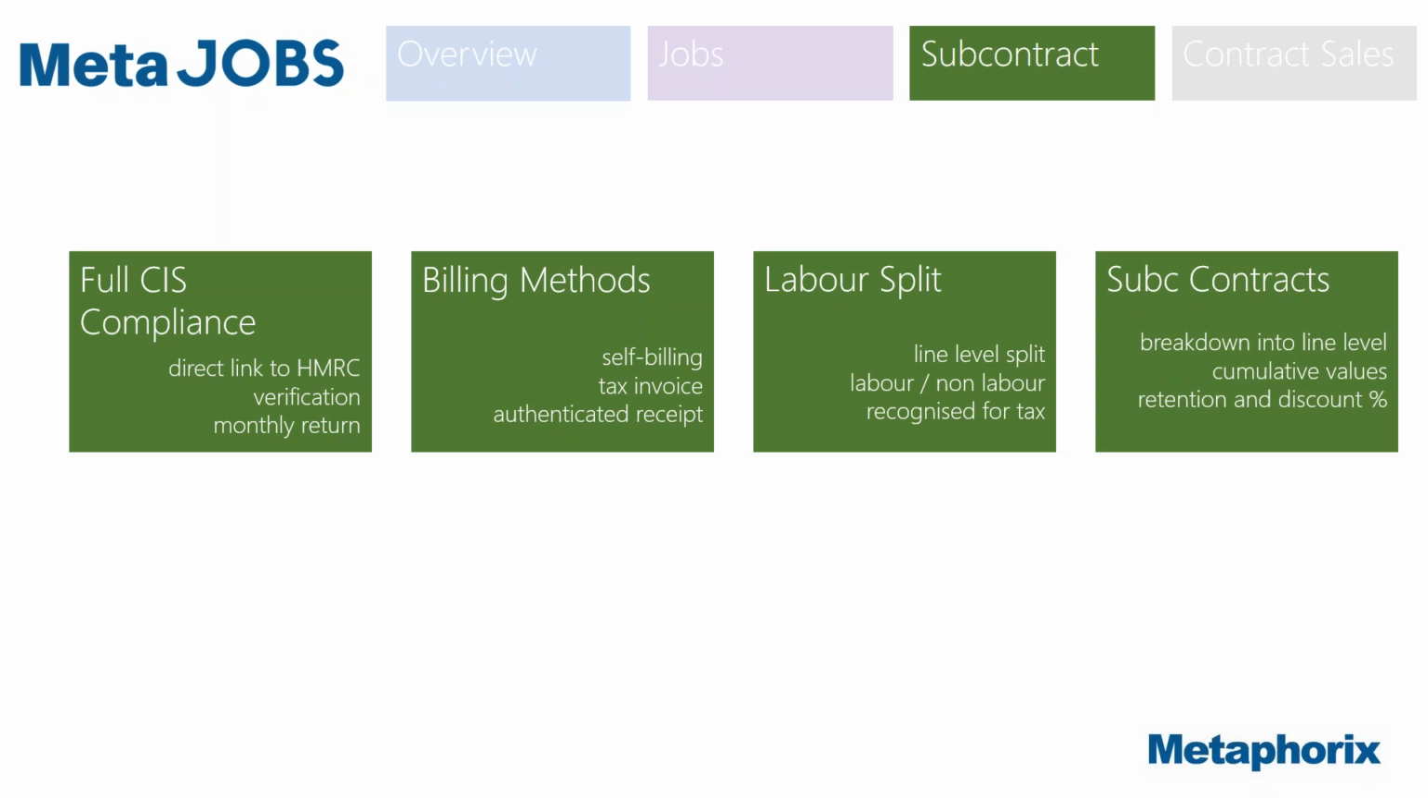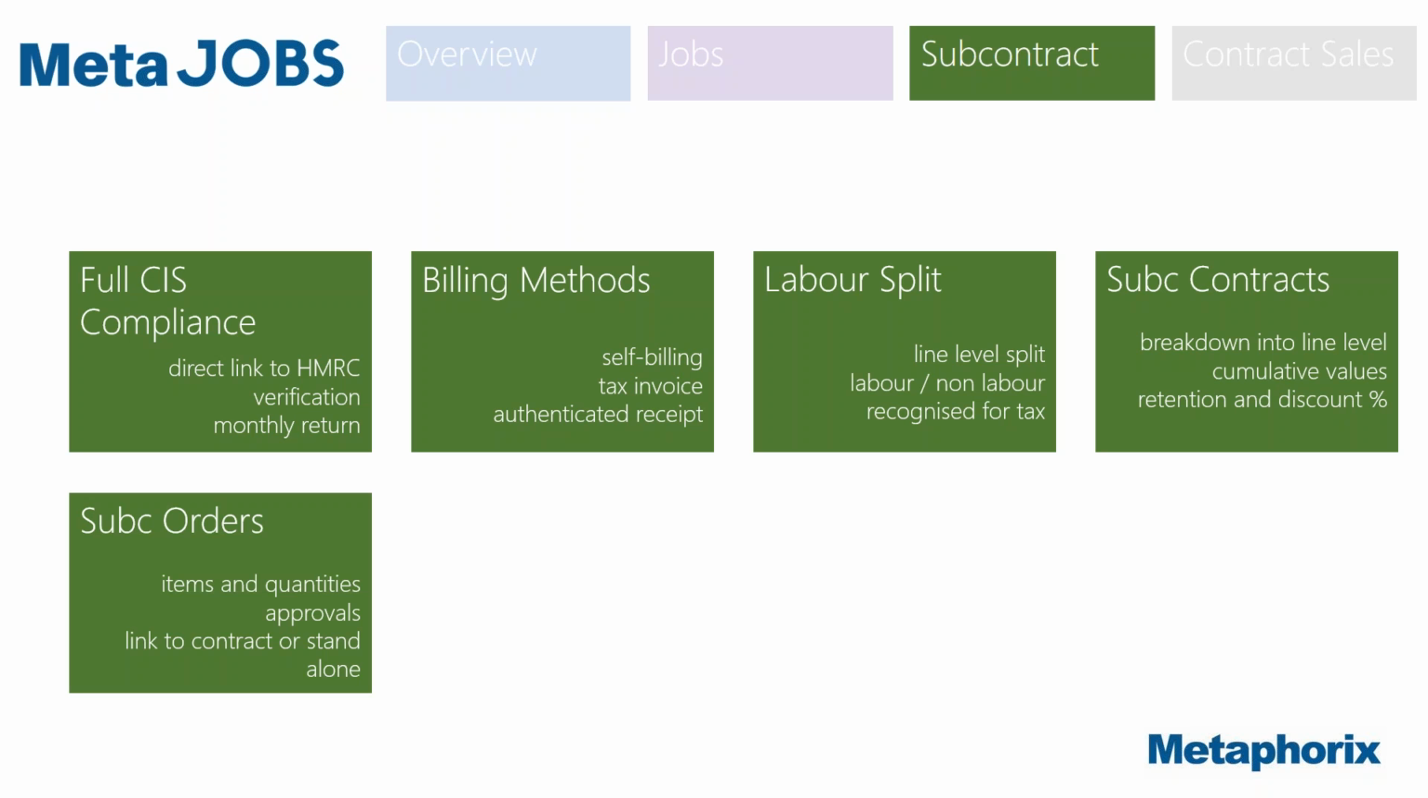You can hand out contracts to your subcontractors. These are particularly relevant if you're doing self-billing and authenticated receipt, but they can also be relevant to tax invoice. You can break them down into line level detail, a bit like a purchase order, I suppose. You can break down into different activities that you might want the subcontractor to do. You can still track cumulative values against those contracts as you're doing your payments. You do individual valuations and you value the work on a cumulative basis, and it automatically calculates the relevant retention and discount for you.